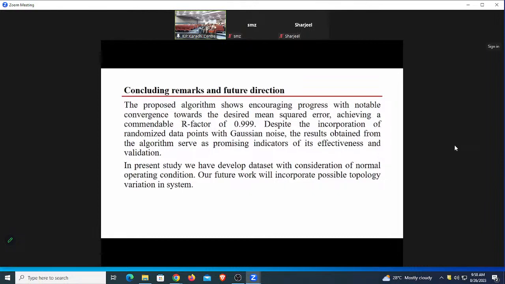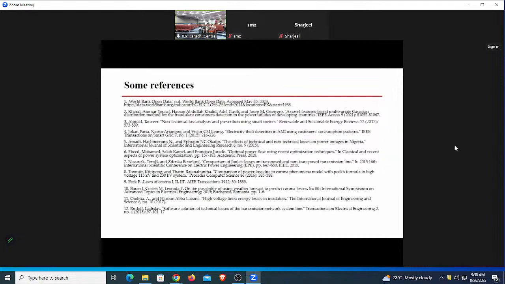So that is our future recommendation: by varying the topology of the network, we will create similar types of data, but we also have to provide some information regarding the topology so that the neural network can pick that up too. Okay, so that's all from my side. These are the references that I have used for it. Thank you very much.